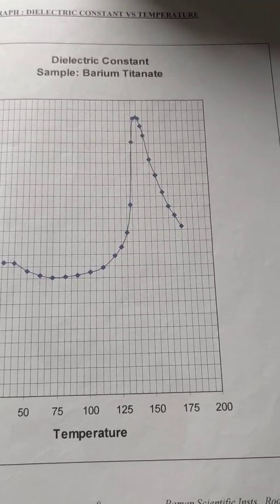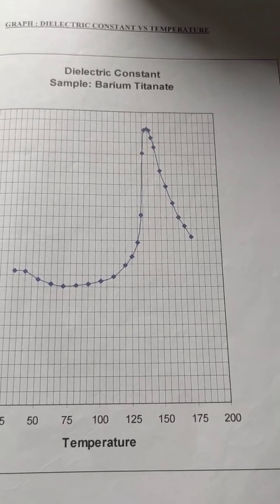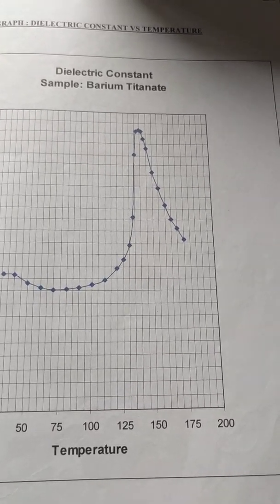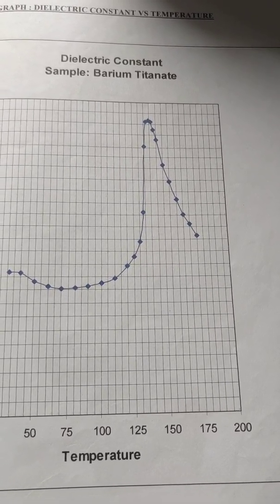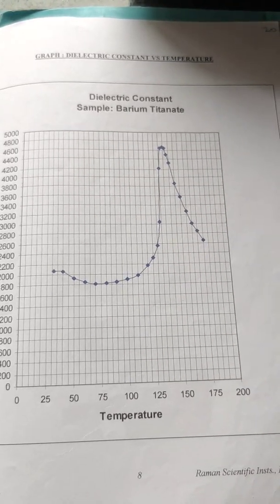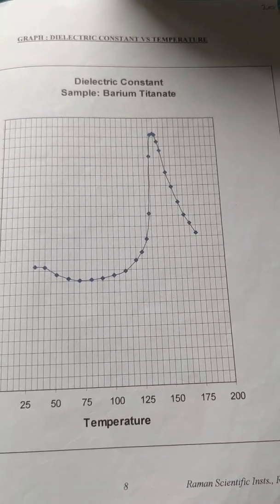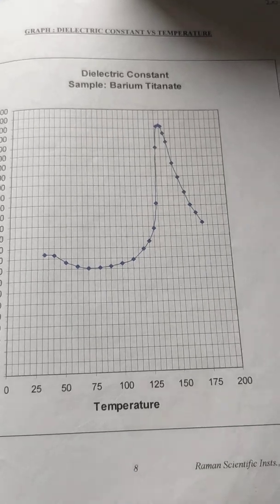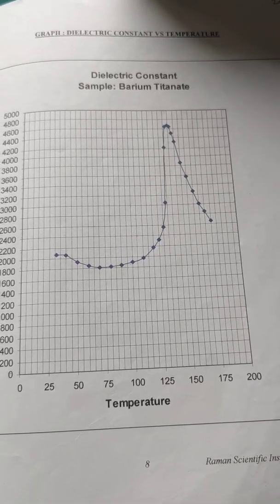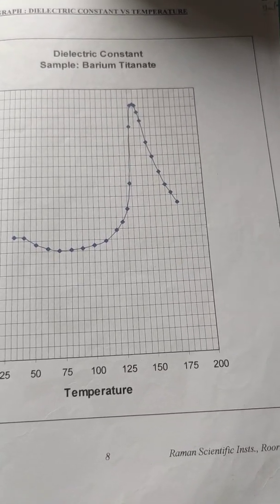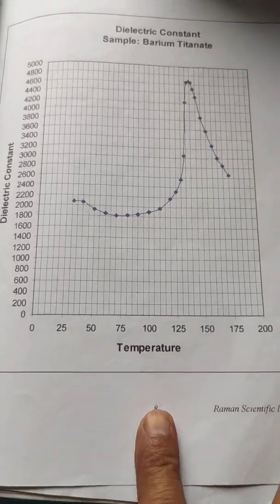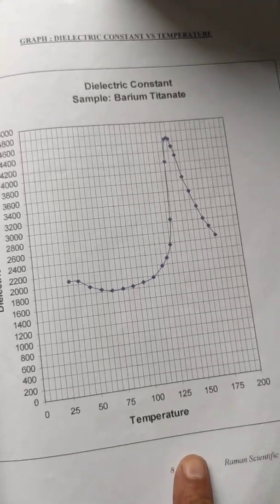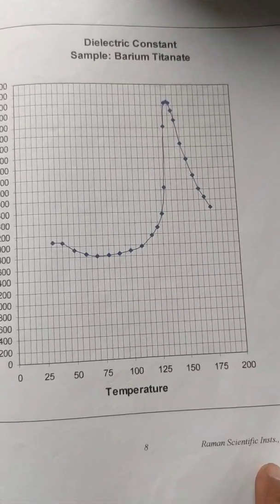So what is the Curie temperature? The Curie temperature is the temperature at which spontaneous polarization disappears. It is called the Curie temperature. The Curie temperature of barium titanate is 120 degrees centigrade. So plot this graph between temperature and dielectric constant.